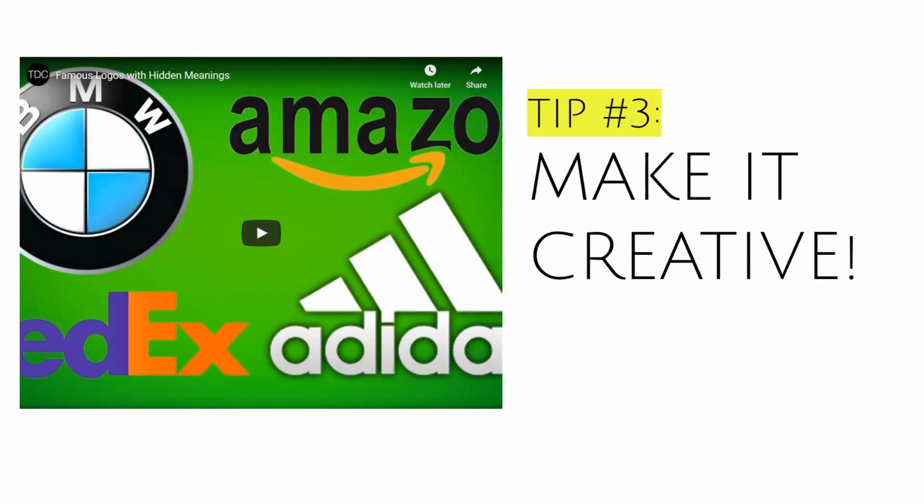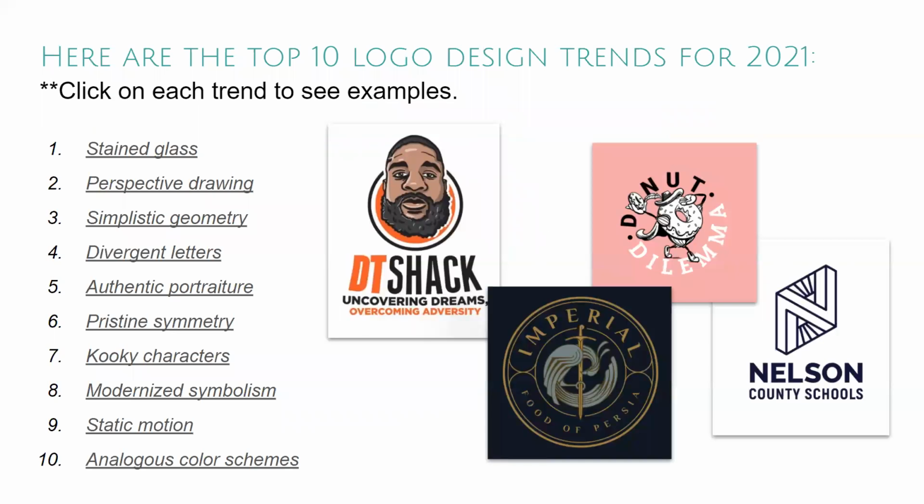Tip number 3 is make it creative. And so with this, you can see some different logos, and this video is really short, so you should go back and look at this, but it's famous logos with hidden meanings. So Amazon has A to Z, FedEx has this little arrow in here. Each one of them has something to it that's really interesting and thoughtful and creative. And so this is a great example of logos that have really stood the test of time and have things that are special about them.